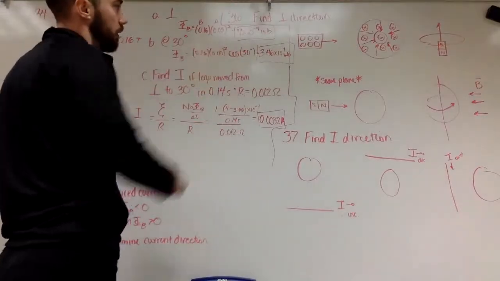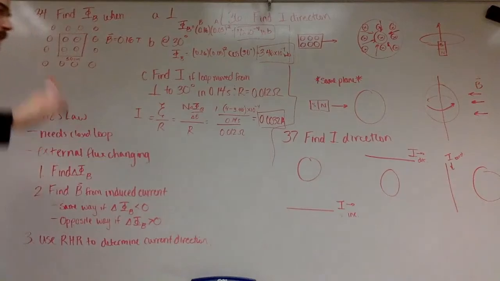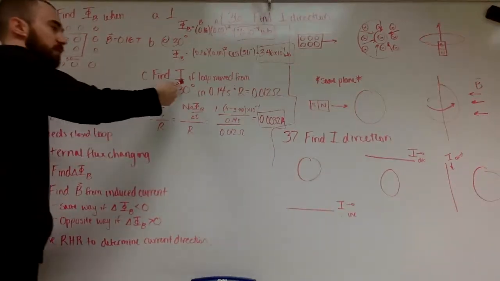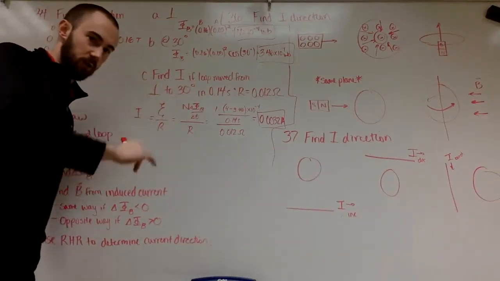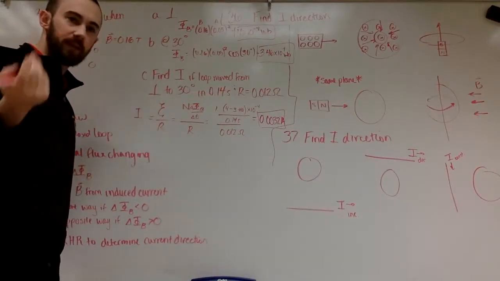Now, when I take it to a 30-degree angle, I need to put in cosine of 30. And when I do that, I get 3.46 times 10 to the minus 4 Webers. This is where it gets a little more difficult. How do we find current? Well, current is voltage over resistance. We have resistance. We need to find our voltage.